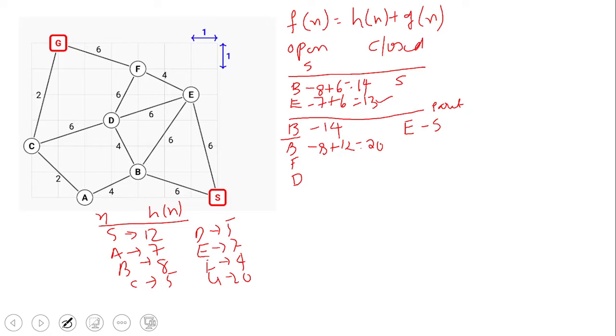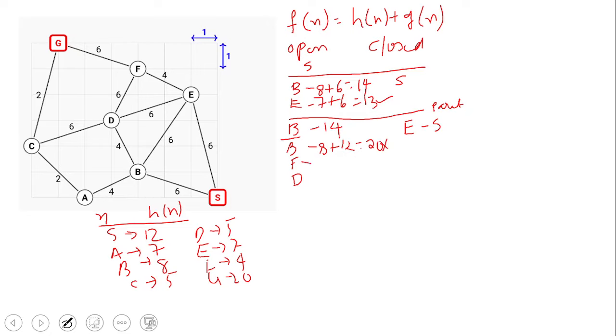Sorry, 6 plus 6, 12. 12 previously, it is 8. Okay, 20. So when you see, the previous value is 14, now the value is 20. So if you calculate the next time, if you get the lesser value, remove the previous value and keep the new value. If it is higher, then remove this new one.